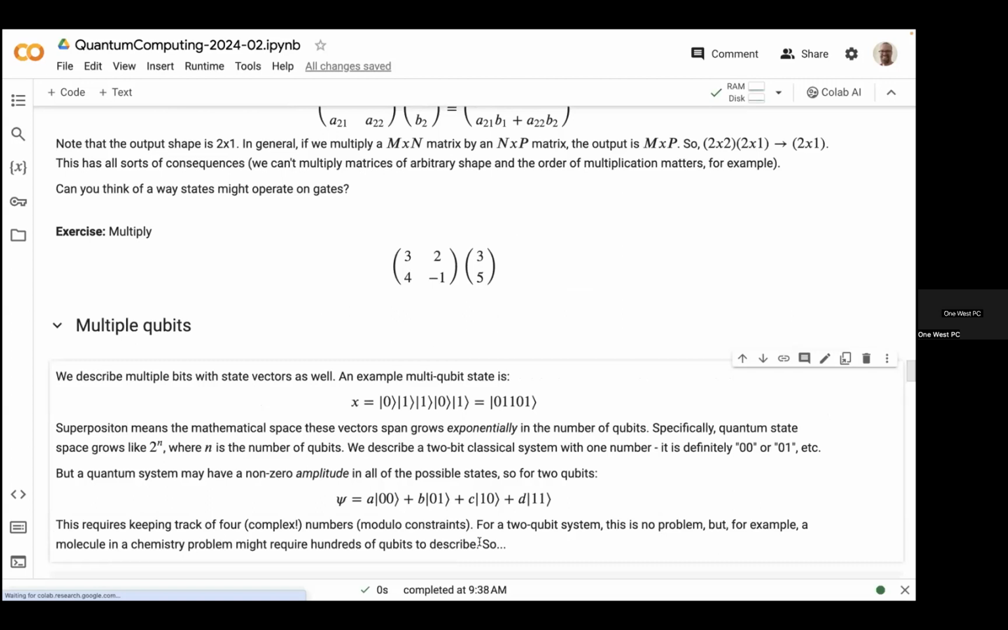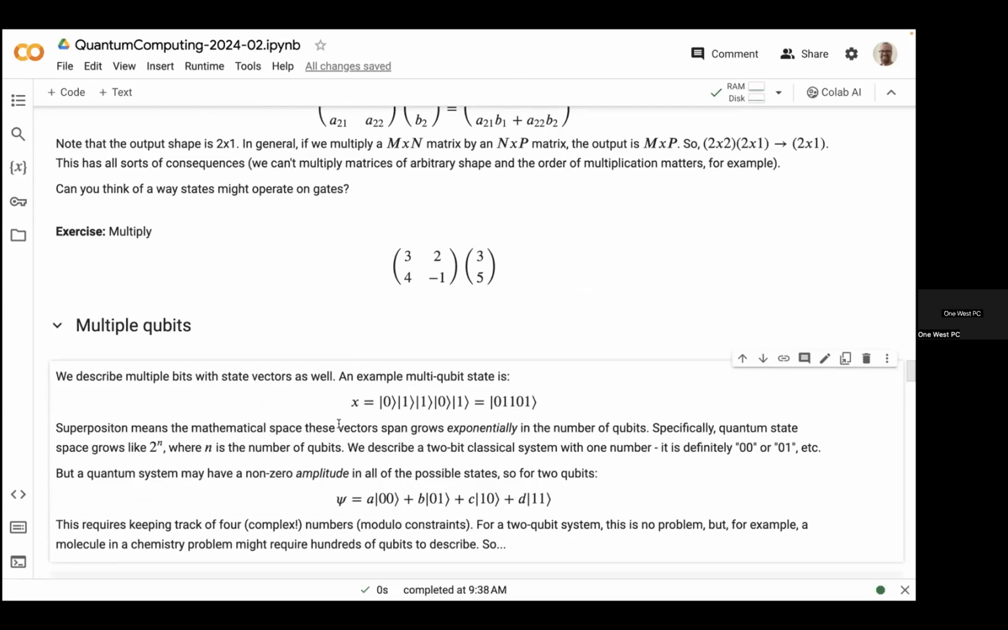So, okay, what about multiple qubits? All right, we can describe multiple qubits with state vectors as well. A multi-qubit state might look something like this: I have some vector 0, 1, 1, 0, 1. Well, we get tired of writing all the bra-ket things like that, so by notational convention, we just collapse that, so all those zeros and ones sit inside one ket, right?